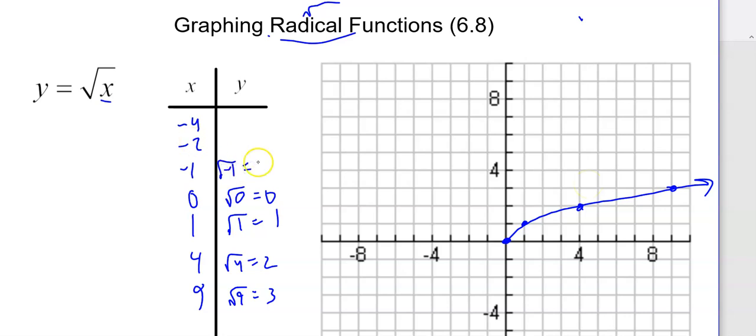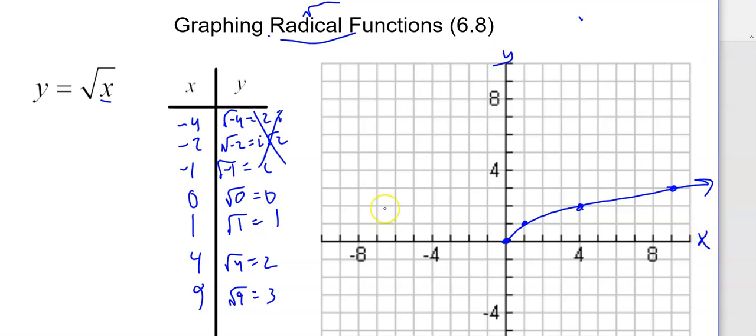Let's plug in square root of -1 here. If I plug in x is -1, that's i, which I can't really graph over there, right? If I take square root of -2, I get i root 2. I can't really graph that. Square root of -4 is 2i. I can't really graph that. These are x's and y's. There are no imaginary numbers on here, so it's not something we can graph.